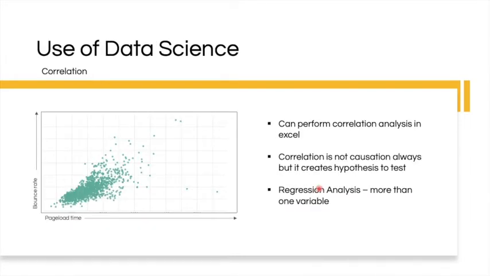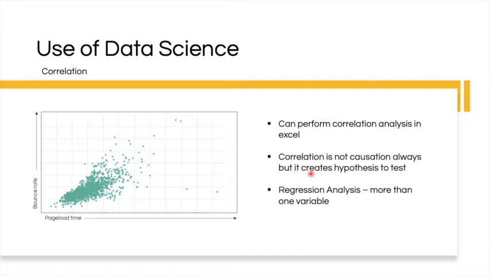And the next component is data science. When we use data science, the primary tool you can use is correlation. He actually mapped the bounce rate versus page load time. As the page load time increases, bounce rate also goes up, right? Similarly, you can look at the correlation of bounce rate with all the 30 variables and find the relationships. And in Excel, you can easily perform a correlation analysis.